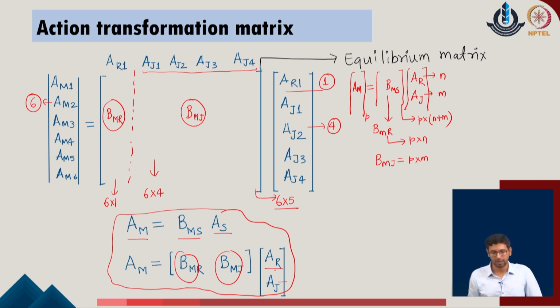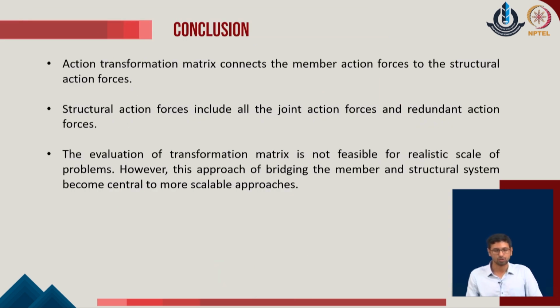One must understand that individually A of r can have multiple components. It is an array containing all the redundants of the given problem. In this case, we have only one redundant, whereas A of j can also contain multiple values with respect to all the joint action forces of the given system. Now, with this part we stop over here.